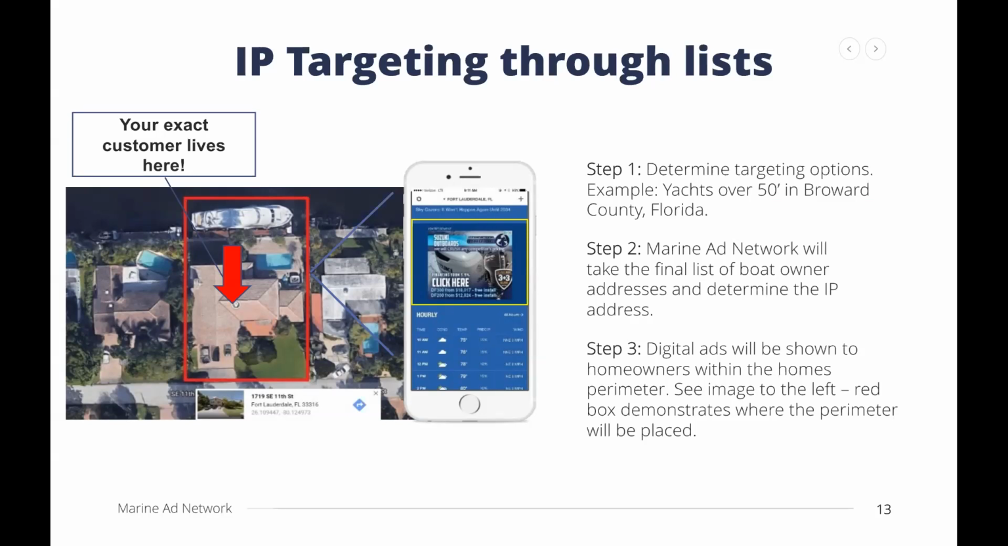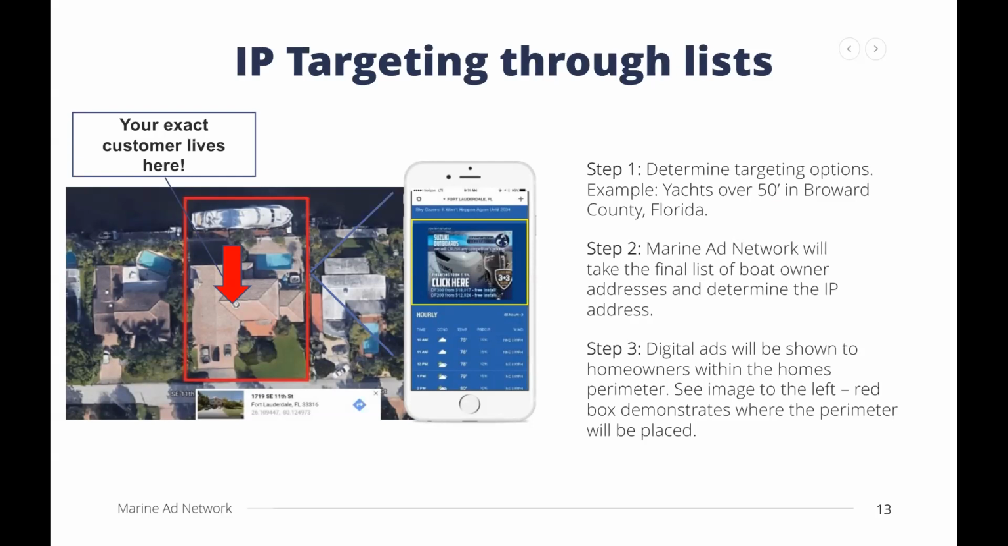The first way is we can get it by you providing us a list of people that you want to market to. So very similar to direct mail, right? I can take that same list, scrub it through my system, get a list of IP addresses, and digitally market to them directly in their home based on that IP address match. That's the first way.